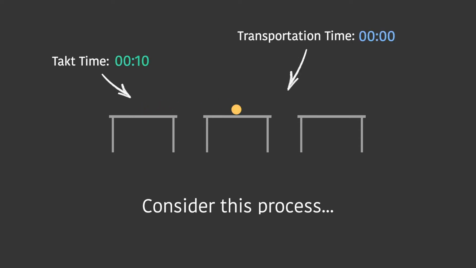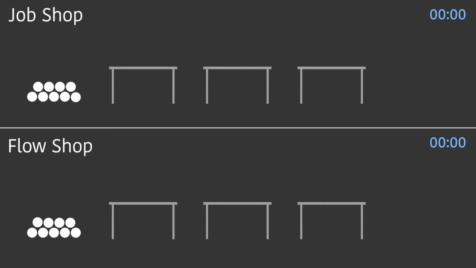Consider this process. We'll look at a simplified example that has three steps where the ball will change from white to red to yellow and then to green. The takt time at each station is 10 seconds and the transportation time between stations is 15 seconds. We'll compare this process for a job shop which has a lot size of 9 and a flow shop with a lot size of 1.